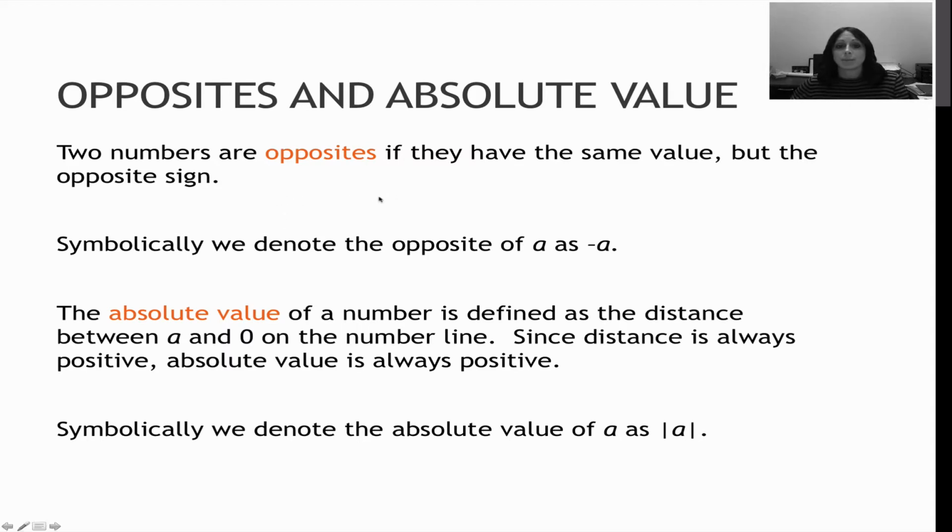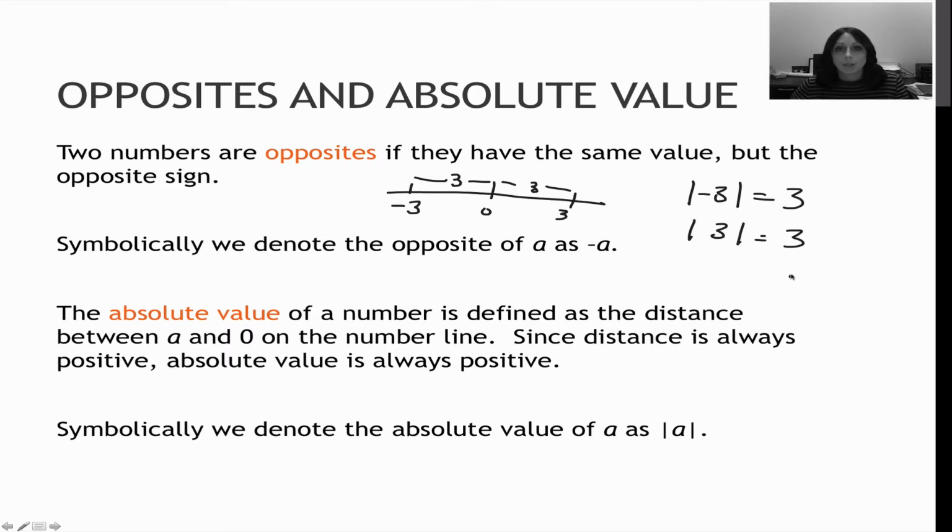So let me give you an example here. If I have a number line with 0 here in the middle, if I have a number -3, I have to go 3 units to get to 0. So the absolute value of -3 is +3. If I have a value of 3, I still have to go 3 units, I just have to go in the opposite direction to get to 0. So the absolute value of +3 is also +3. So absolute value basically turns everything into the positive because you're dealing with distance from 0.